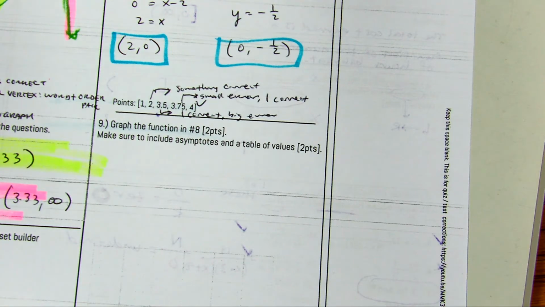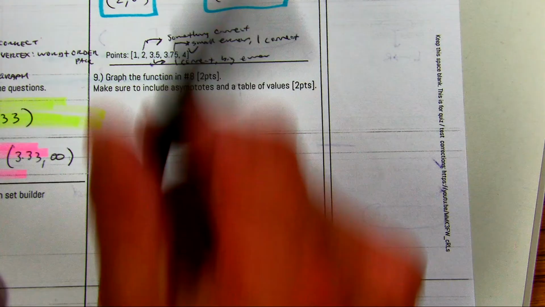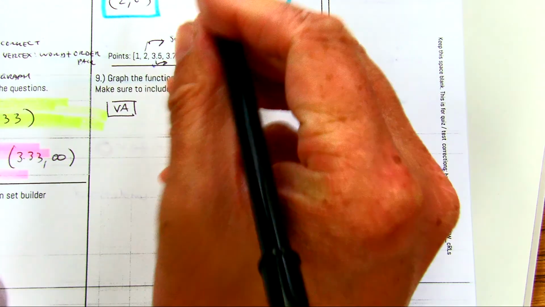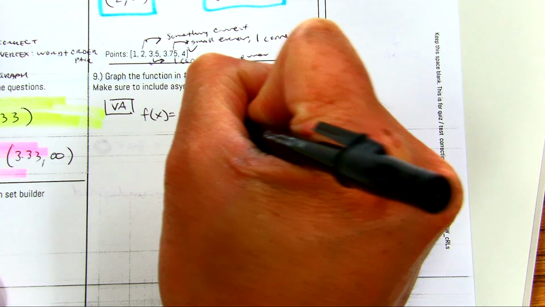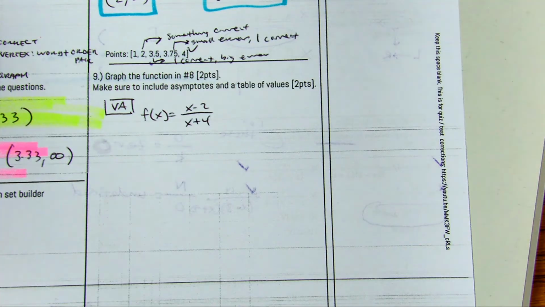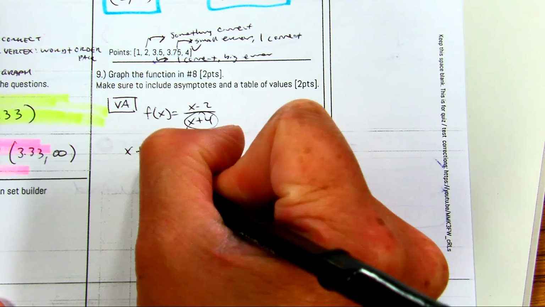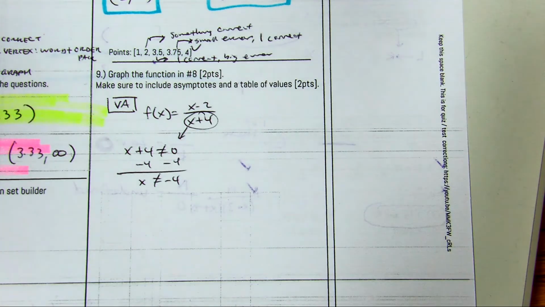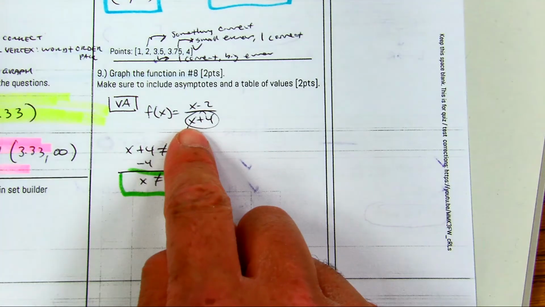Number 9. Graph the function in number 8, and make sure to include your asymptotes and table of values. So for vertical asymptotes, you're just going to set the denominator. Here's the original rational function. Rational function is just a fancy name for fractions. You're going to set that not equal to 0. Subtract 4. X cannot be negative 4, and the reason why it cannot be negative 4 is because if you put in negative 4 plus 4, that gives you 0. Something divided by 0 is undefined.